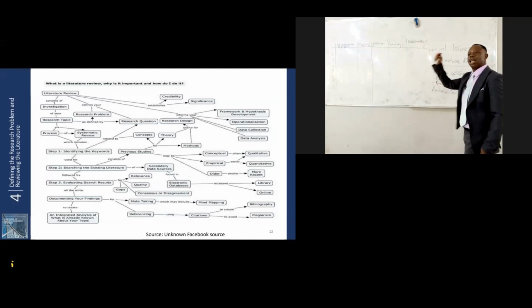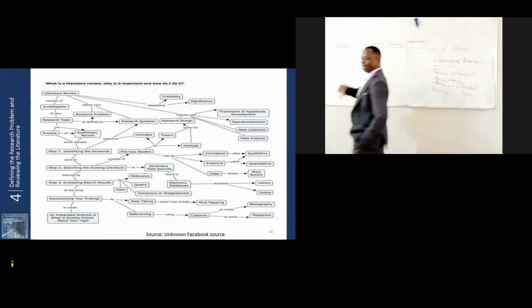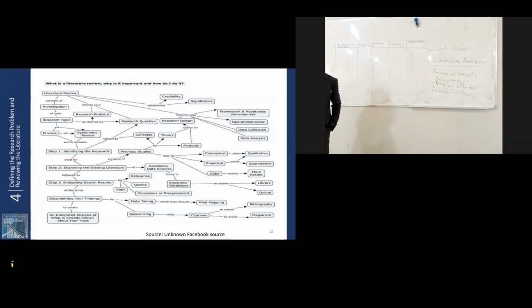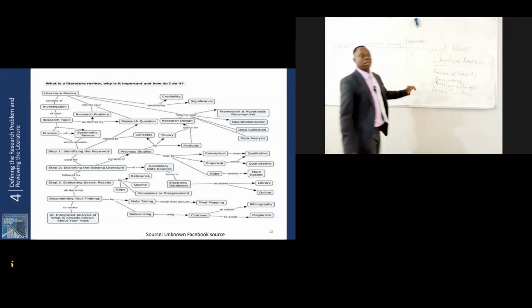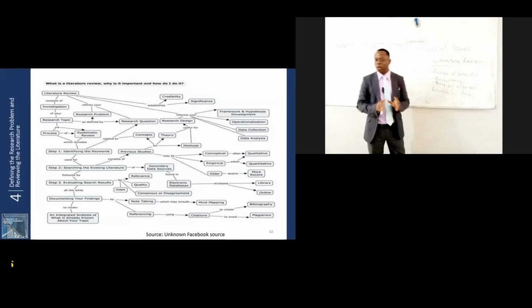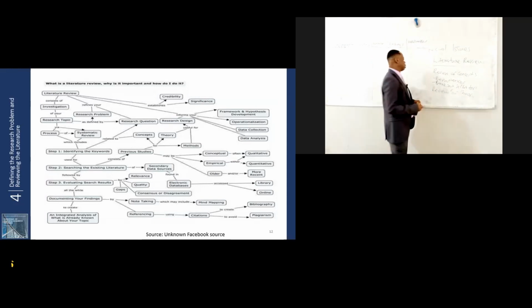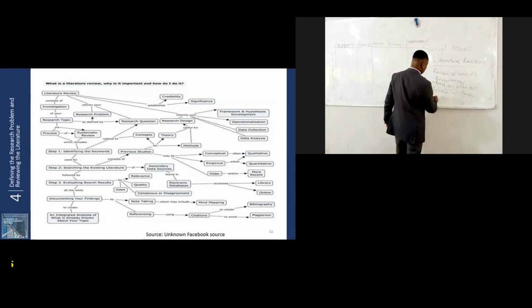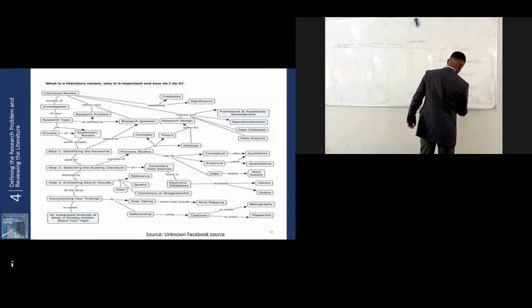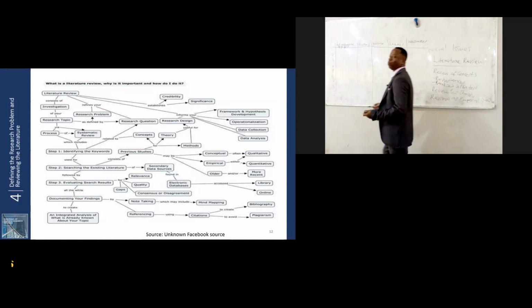But don't just outline the theories. Don't just line them up, but make sure that each theory is addressing a particular aspect. Then the last part of the literature review will be review of empirical literature.